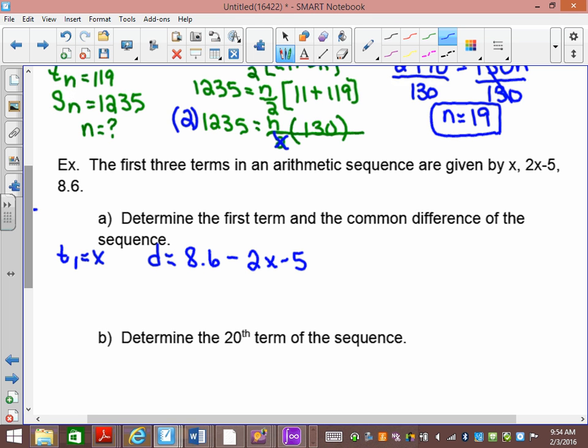That's wrong. What am I forgetting? Brackets. Because right now I'm just subtracting the 2x, and I need to subtract the whole second term, right? So I need to have brackets. So you get 8.6 minus (2x minus 5), which is 8.6 minus 2x plus 5. So negative 2x plus, what's 8.6 plus 5? 13.6.